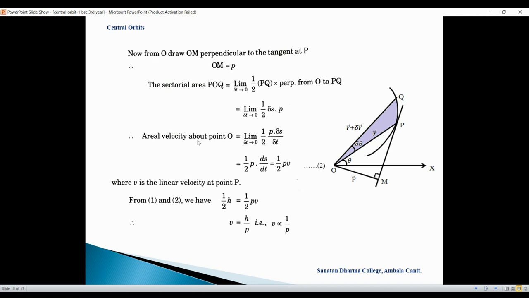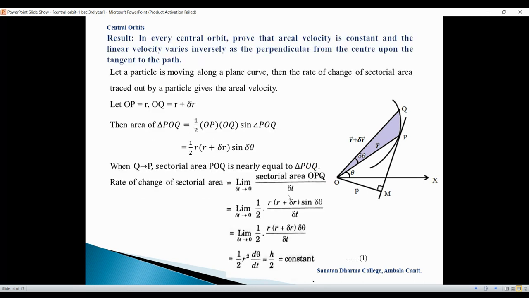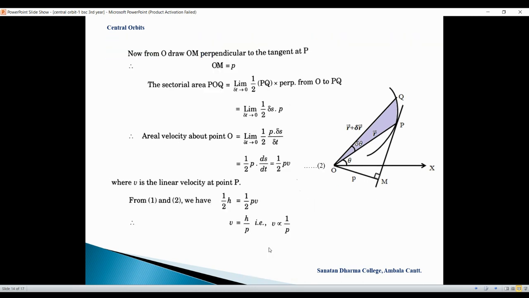Now what is areal velocity? Areal velocity is the rate of change of this area. So to find areal velocity, we divide this area by delta t. Now under the limit again, delta will become d, and ds by dt we know is equal to v. So this is areal velocity, equation number 2, and this one is also areal velocity, equation number 1. Comparing both, we have v is equal to h by p, that is v is directly proportional to 1 by p, or v is inversely proportional to p. p means the length of the perpendicular from O to the tangent. So the second result is also proved.